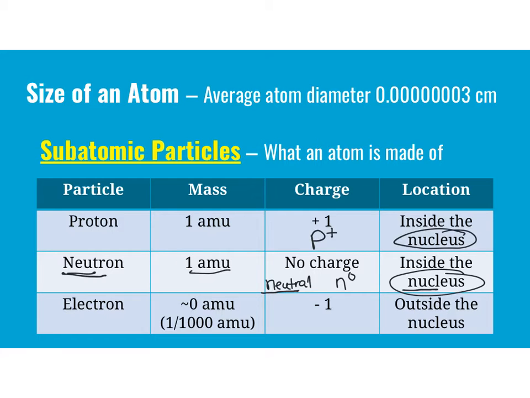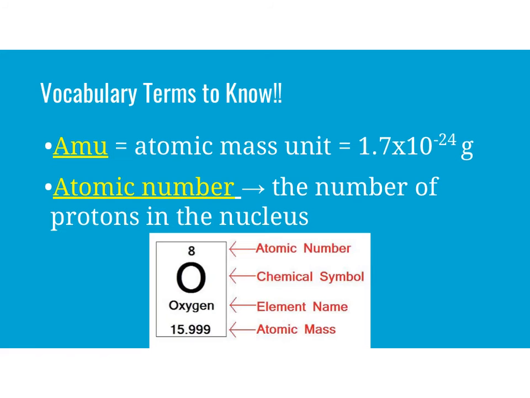The last one, and kind of the oddball of everyone, is the electron. The electron, we're going to say, has a mass of 0 AMU. It's super tiny. It's about 1/1000th of an AMU, just too small to actually capture. You're going to notice that it has a negative charge, so oftentimes we abbreviate that as an E with a negative sign to show that charge, and this one is going to be outside the nucleus. So those are our 3 subatomic particles, 2 inside the nucleus. They both have mass. And then 1 outside the nucleus that does not have mass.